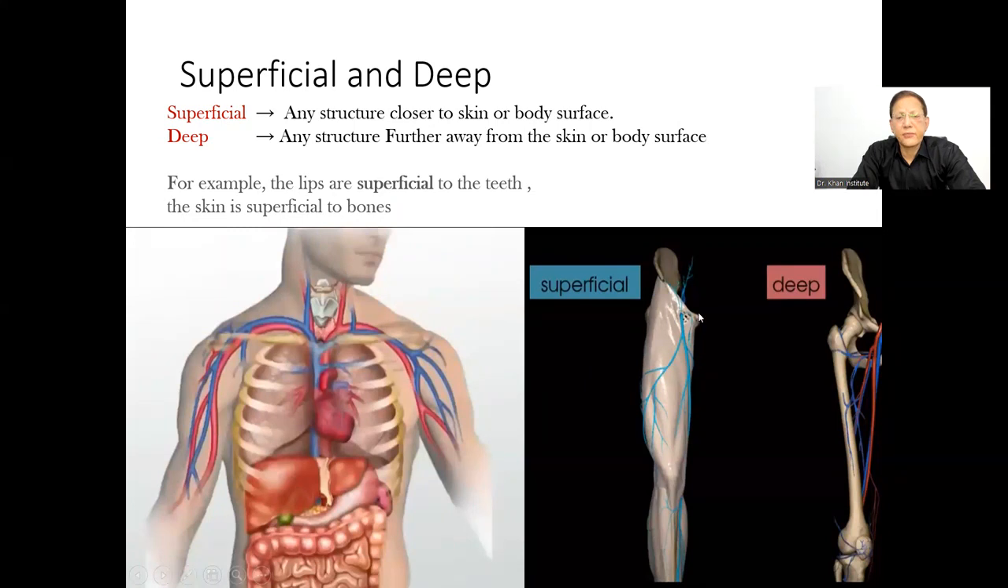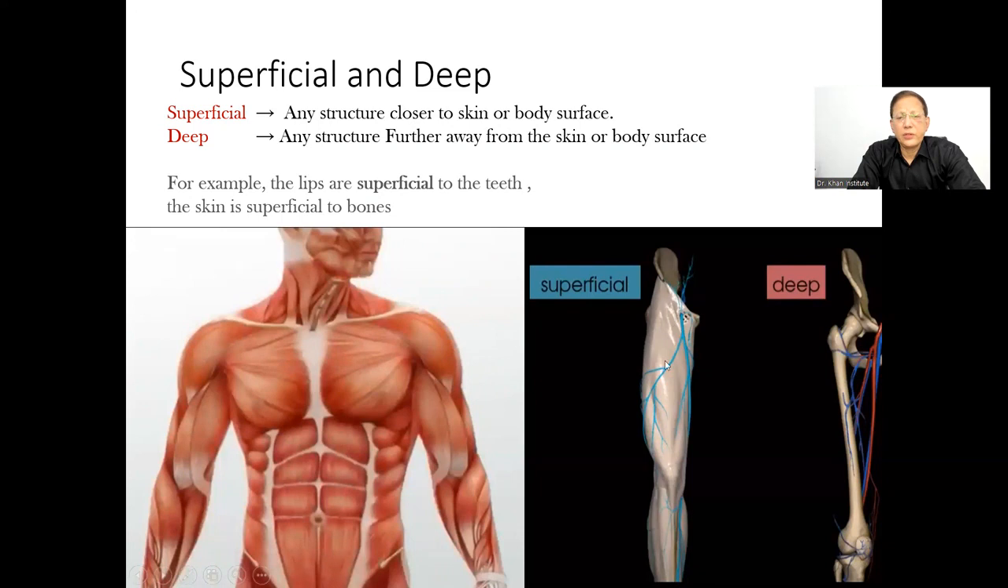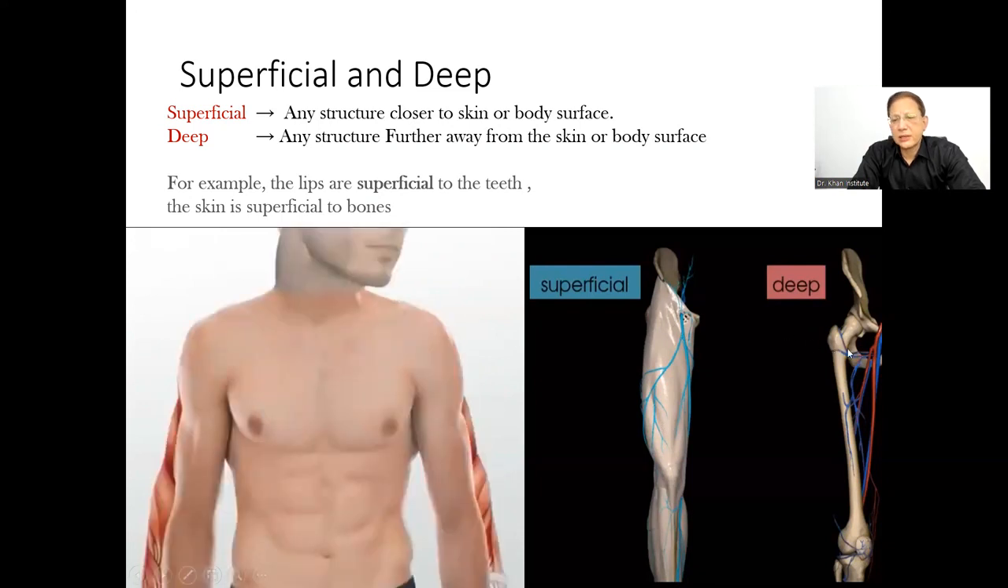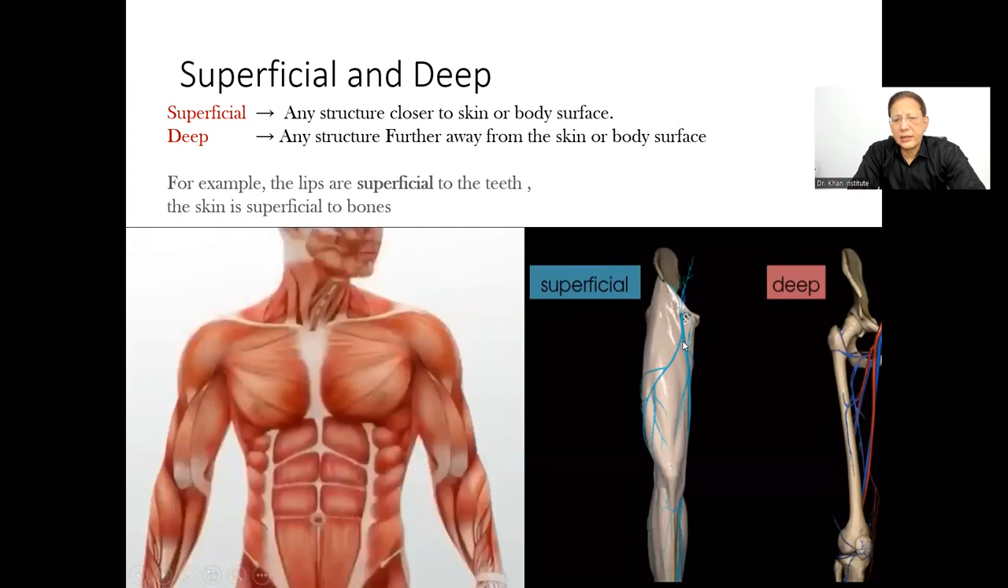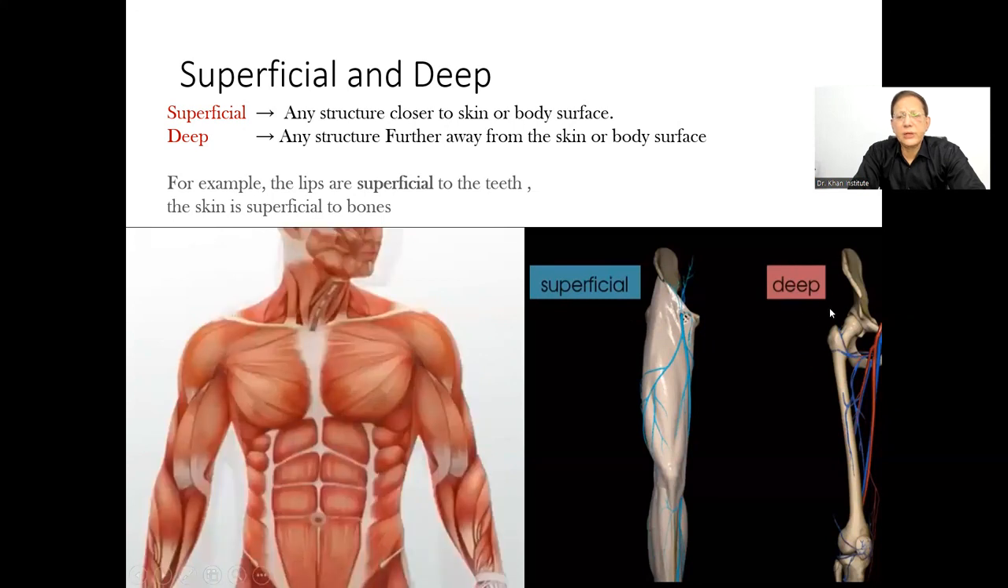Like there are some vessels, veins, which are very close to the skin. We will use the word superficial veins, and the vessels and veins which are deep to, or away from, the skin, we use the word deep.